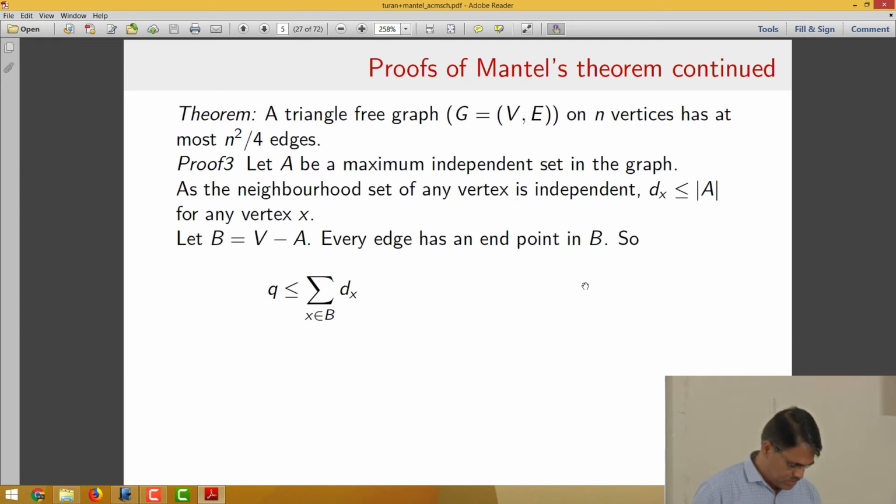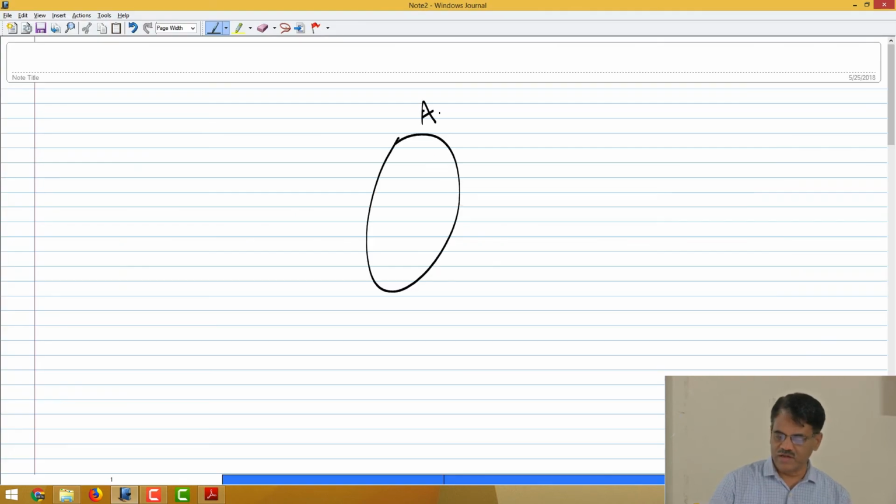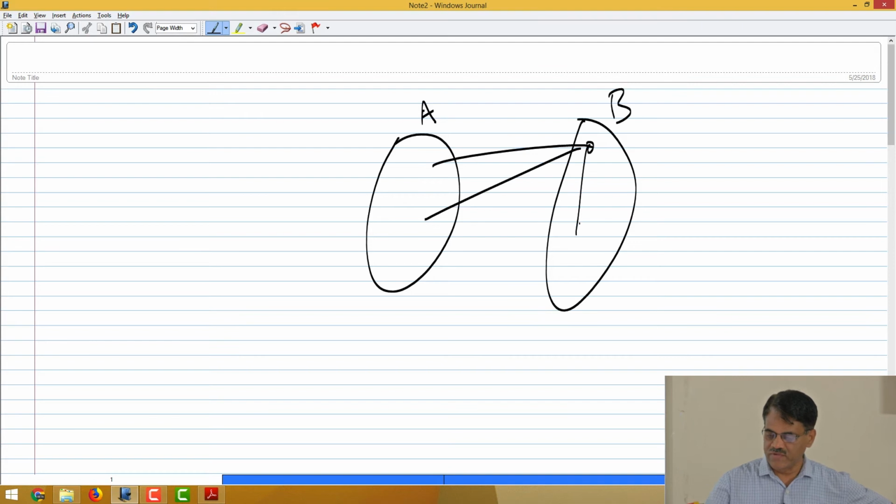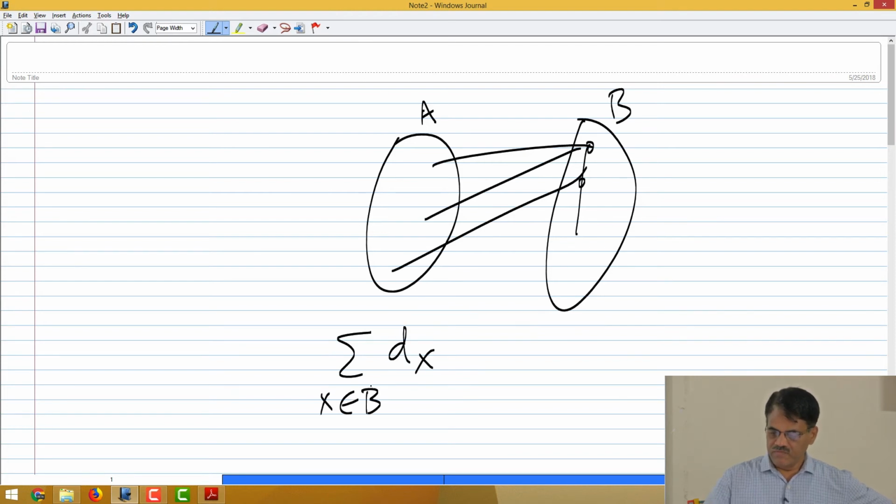Okay, I think it needs a picture. So A is the maximum independent set and B is the remaining vertices. So every edge has some endpoint here. All the edges are here, either here or here. Right. So if I do summation dx, x in B, this accounts for all the edges and more. More because some edges inside B are counted more than once. So the number of edges is less than or equal to this, because there are no edges inside here. Agreed? So total number of edges is at most summation dx, x in B.